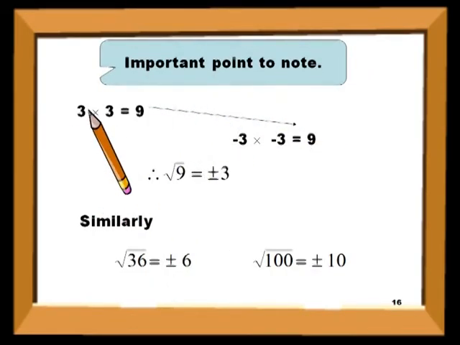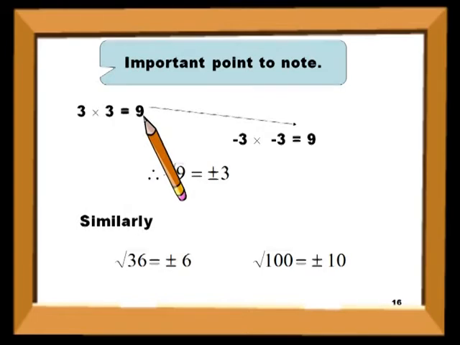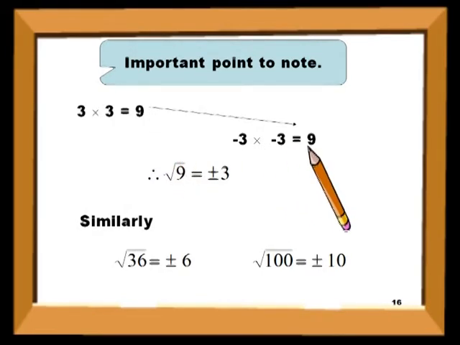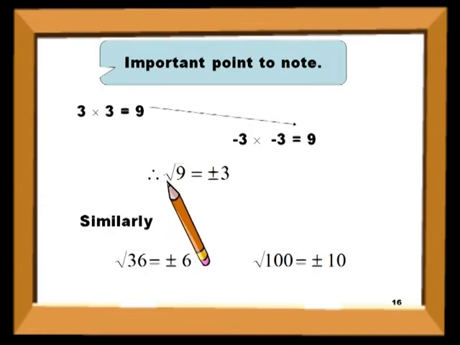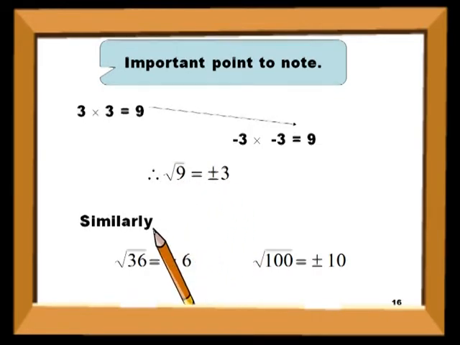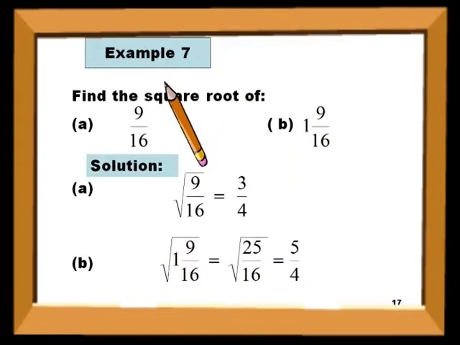Important point to note. 3 multiplied by 3 equals 9. Negative 3 multiplied by negative 3 is equal to 9. Therefore, the square root of 9 is equal to positive 3 or negative 3. Similarly, the square root of 36 is equal to positive 6 or negative 6. The square root of 100 is equal to positive 10 or negative 10.